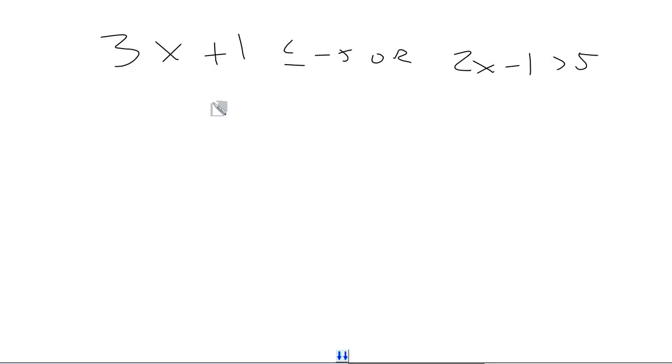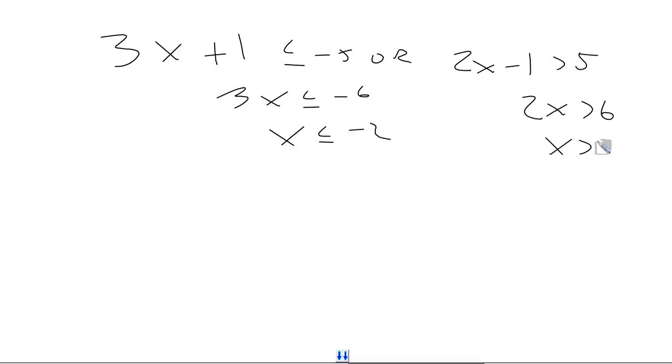You just subtract 1 on the left so that 3x is less than or equal to -6. Divide both sides by 3 so that x is less than or equal to -2. On the right, I should add the 1 over so that 2x is greater than 6, and divide both sides by 2 so that x is greater than 3. The point is, though, that this is an OR problem, and so for the rest of the video I'm just going to give you a bunch of intervals like this. I want the numbers that are less than or equal to -2 or greater than 3. And I want you to think about which numbers satisfy one inequality or the other.